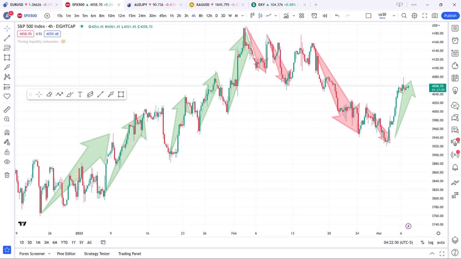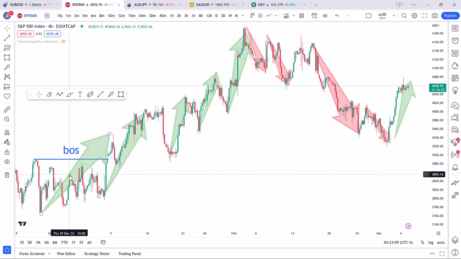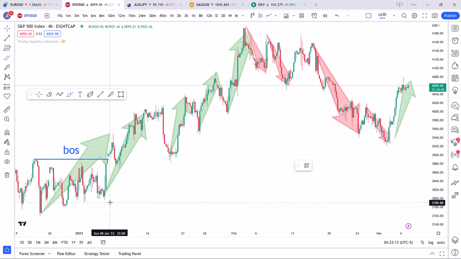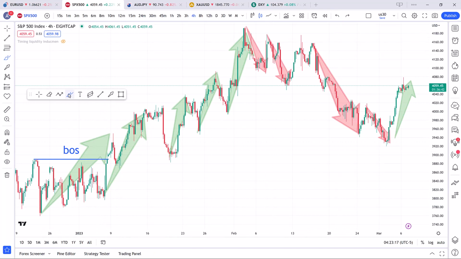Another important thing, and we are going to talk about all these concepts again in the future, is that with these corrections, I mean when the market comes up and for example breaks this structure, let me make it a break of structure, with the correction after that, we can measure the target of this movement.